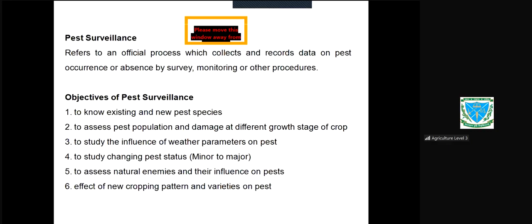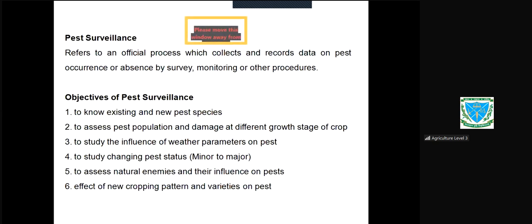To study changing pest status. Pest status means some pest may be major, after a certain period it may be minor, or vice versa. Minor pest can transfer to major pest. To assess the natural enemies and their influence on pest: what are the natural enemies or beneficial insects present, and their influence on that particular harmful insect.